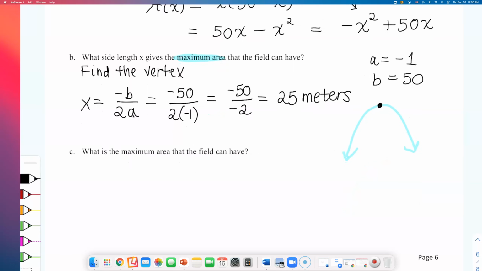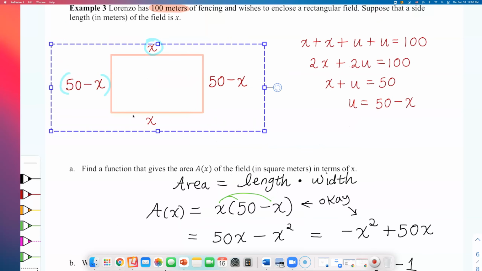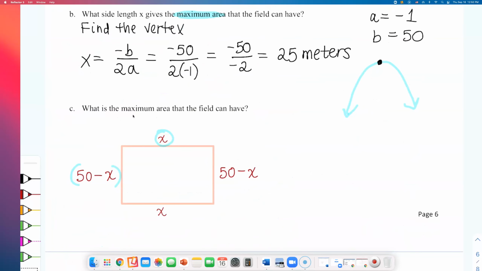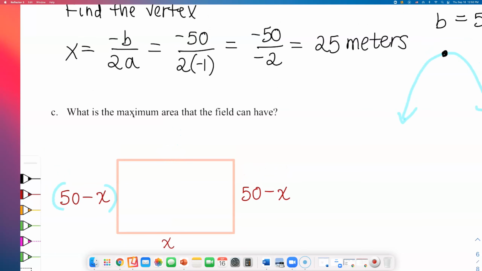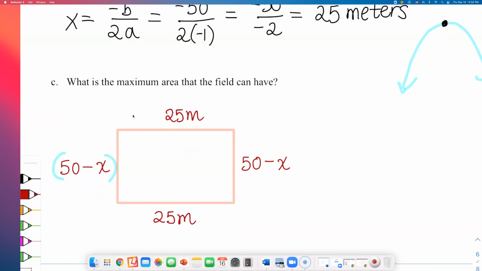So what we know is this. If I copy Lorenzo's rectangle down, let me duplicate this and put it down. I just found out that x is equal to 25. So I'm going to go ahead and say x is 25 and 25 here. 25 meters. But what about the other side? The other side, if I plug in 25, I will get 50 minus 25. Oh, look at that. 25 minus 25 is 25 too.